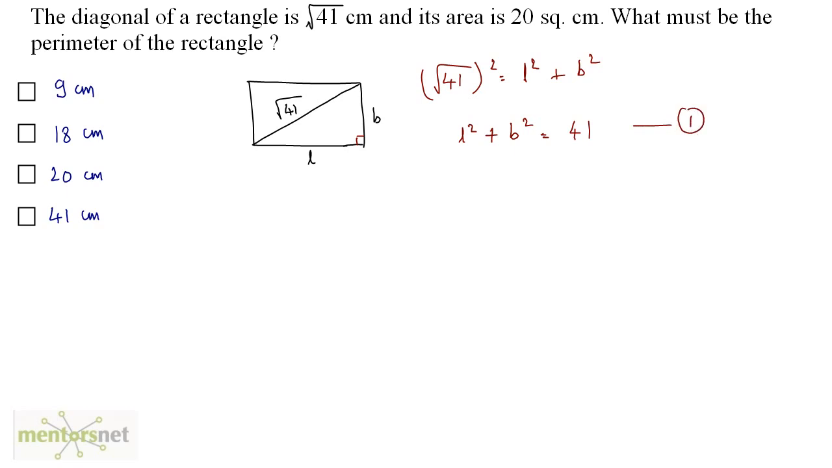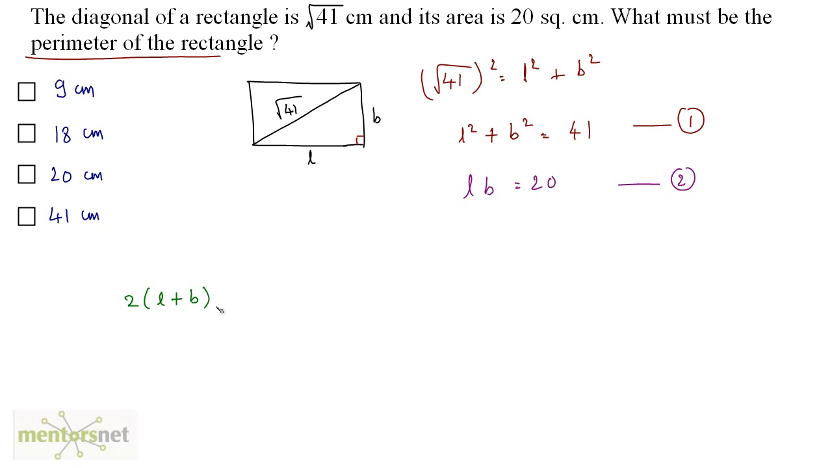That's equation 1. Now the area of this complete rectangle is 20 square meter. So length into breadth is equals to 20. This is equation 2. Now what do we want? We want the perimeter of the rectangle. Well, what is the perimeter of a rectangle? It is twice of L plus B, isn't it?